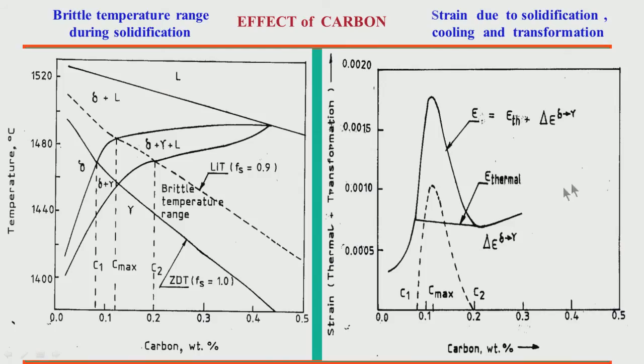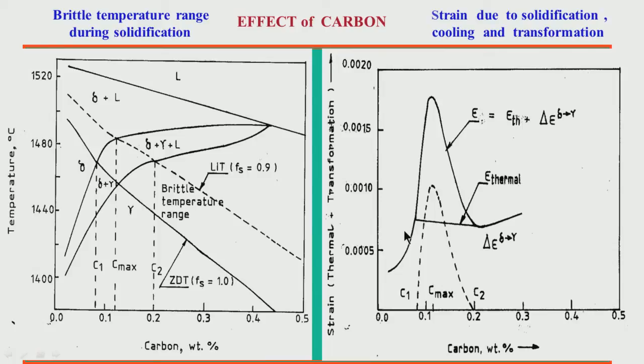First, there is a chemistry effect because of carbon, and also because of microsegregation. So, this will go on increasing beyond say 0.2. But what is important to note is that between C1 and C2 the total strain is quite high. Here beyond 0.2 this thermal strain is increasing, but transformation strain is not there. Below C1 thermal strain is also low and transformation strain is 0. So, less than C1 the strain is very low.